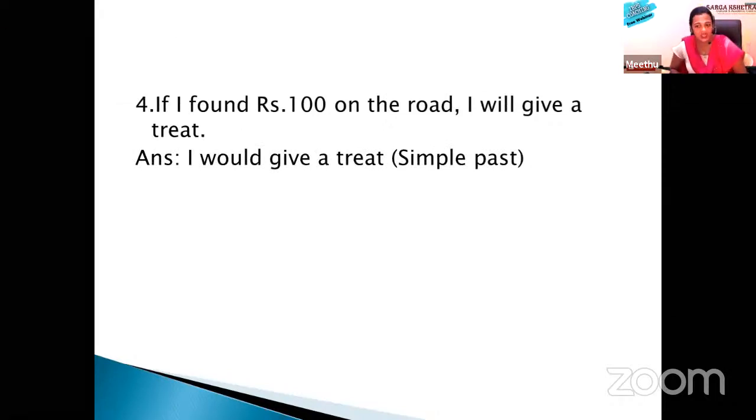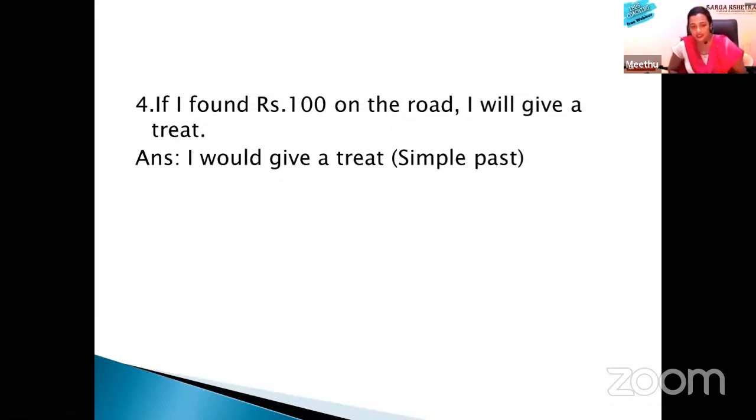Instead of I will, you should replace it with I would, just because the first part, that is the if clause, is expressed in simple past. So your condition also must be in simple past. This is considered the second condition of the if clause. There are different types of if clauses: zero condition, first condition, second condition, and third condition. This is where you can see it is a type of second condition.